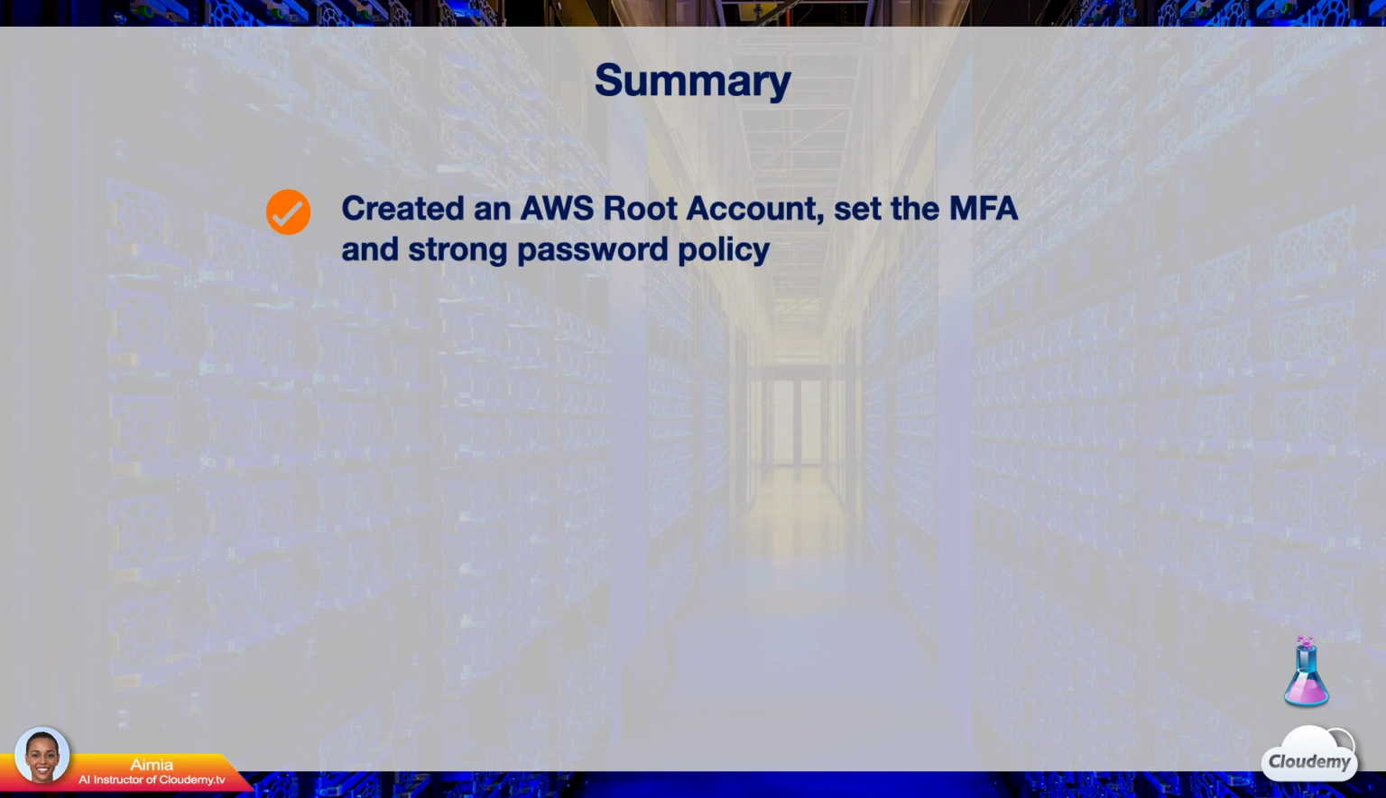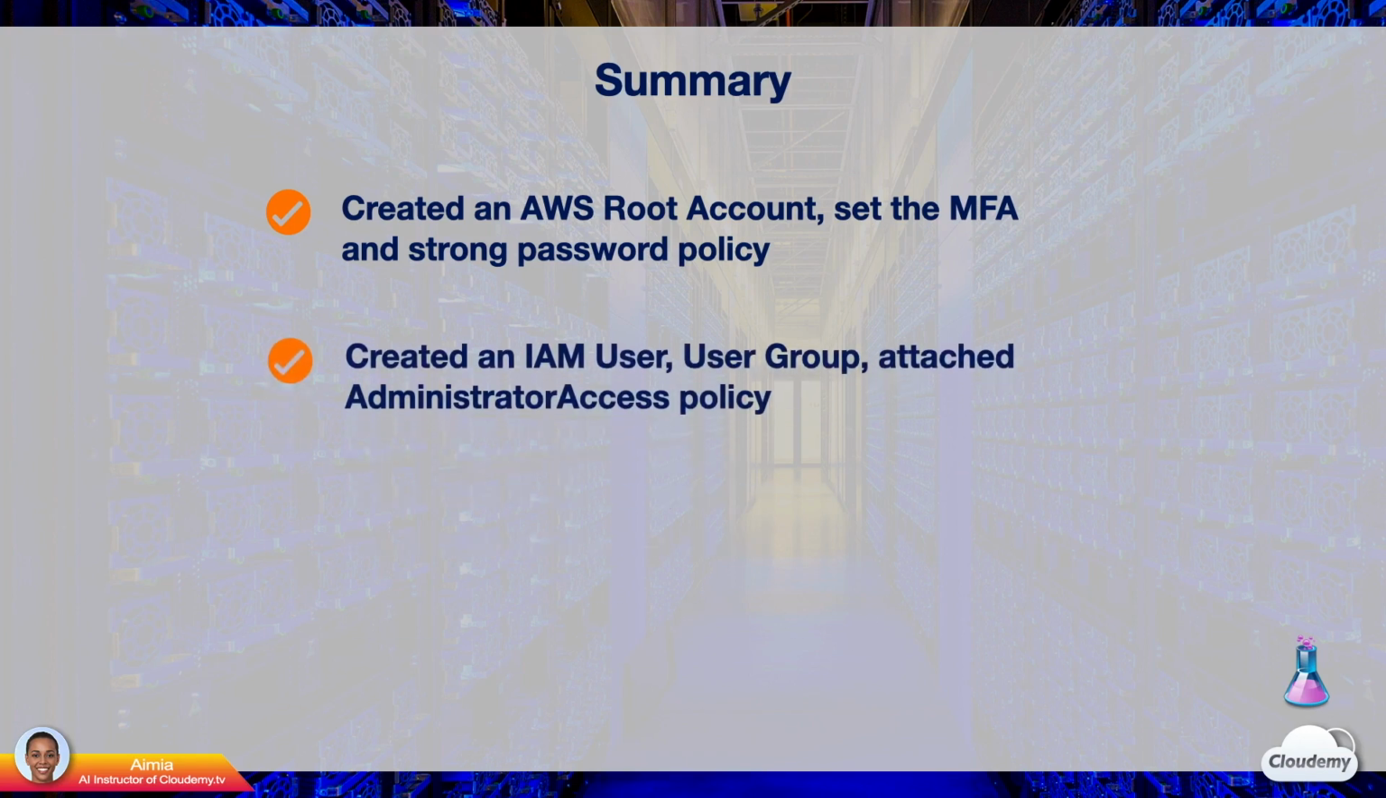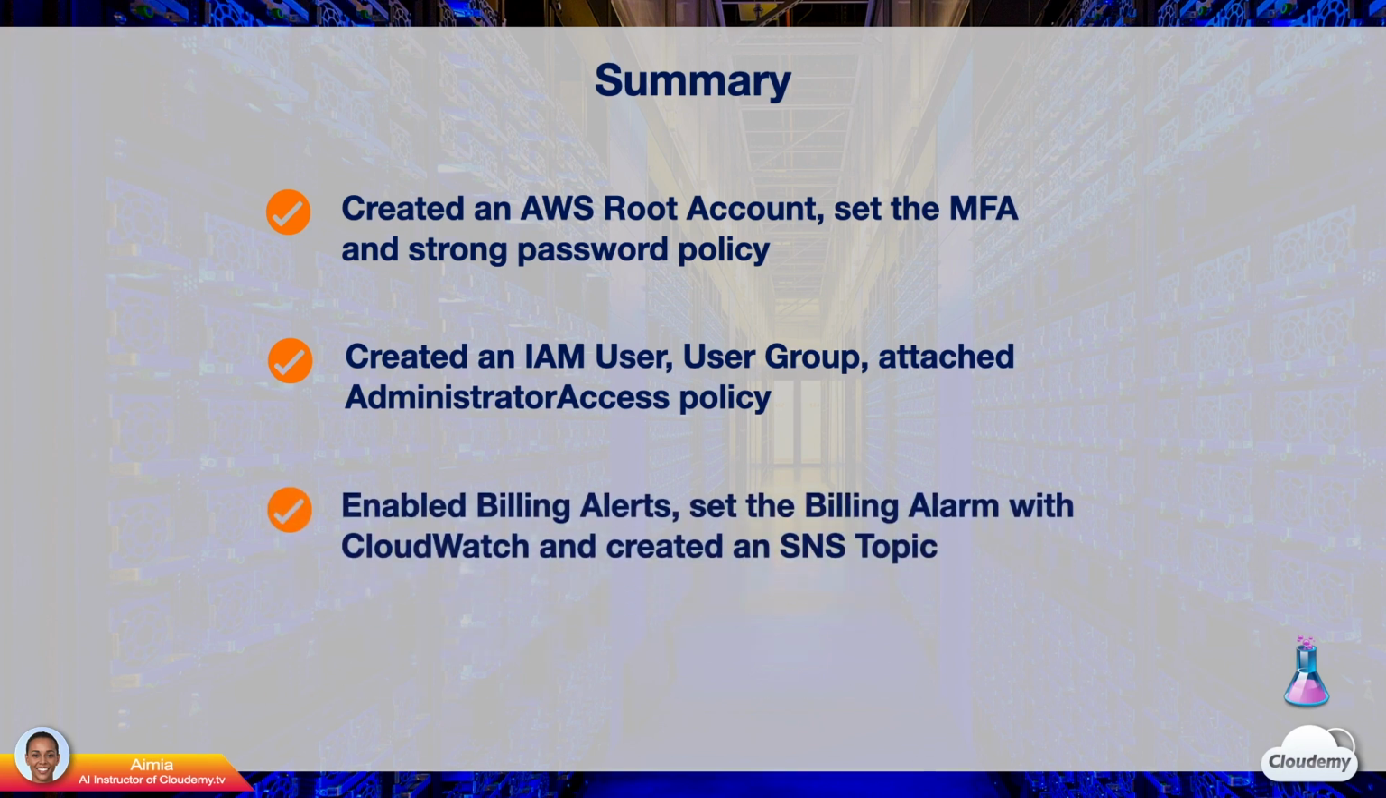In this episode, we've created an AWS root account, set the multi-factor authentication, and strong password policy. We've created an IAM user and admin group. We've attached the administrator access policy to the group. We've logged in as IAM user and created the billing alarm with CloudWatch, and created an SNS topic for alarm notifications. Okay, that's all for the AWS Intro Lab.